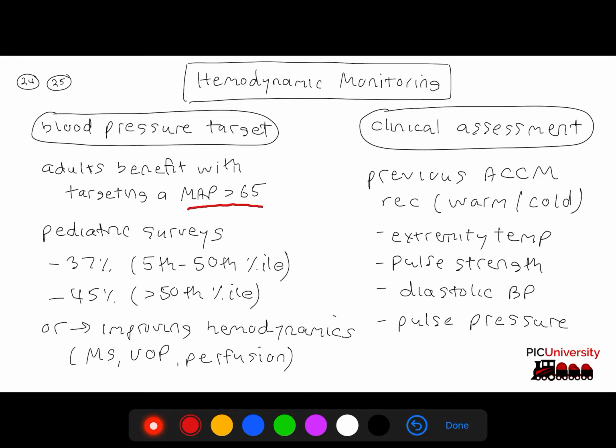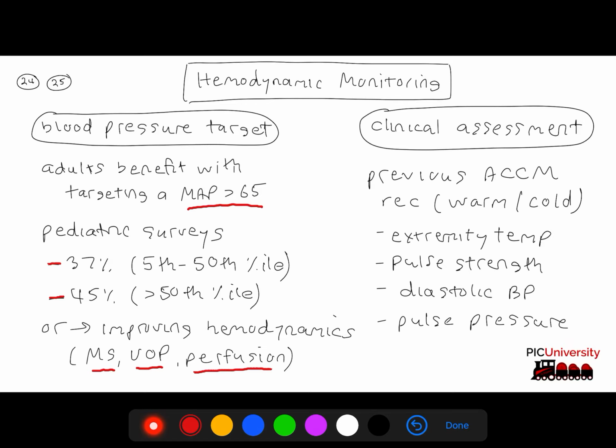However, survey data of practitioners shows that about 37% of practitioners target anywhere from the 5th to the 50th percentile blood pressure when they are resuscitating patients, and 45% of practitioners target a blood pressure greater than the 50th percentile. Now, these are not hard and fast goals, and in fact, the campaign makes a special note to say that you do not have to have strict blood pressure goals if you have improving hemodynamics and measures such as improving mental status, urine output, or other end organ perfusion. And that kind of goes along with that thought about the FEAST trial and how fluid overload can be deleterious for these patients.